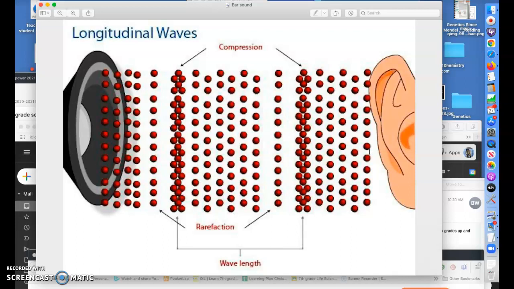And then this, of course, is the sound waves that we've been talking about, the high frequency and the low frequency ones. Okay, that's about it.